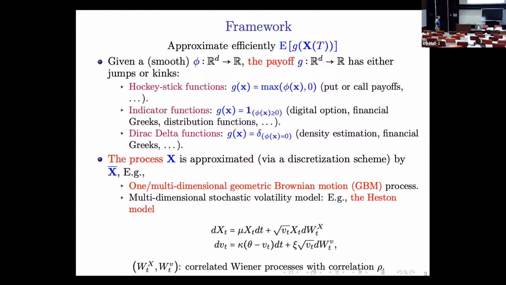Also, we consider the process here to be approximated by a certain discretization scheme. For illustration, we will consider the case of one- or multi-dimensional geometric Brownian motion, and also multi-dimensional stochastic volatility models, for instance the Heston model, where you have two SDEs: one describing the dynamics of the underlying asset, and the other describing the dynamics of the variance of the underlying asset.